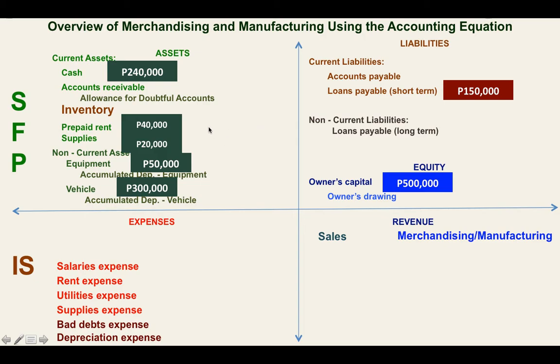Assuming that the cost of our inventory is 200,000, we will now only have 40,000 from our cash. Okay, so these 200,000 are the units that we are going to sell. Plus, assuming that we have sold 180,000 out of the 200,000, it means that we have sales of 180,000.